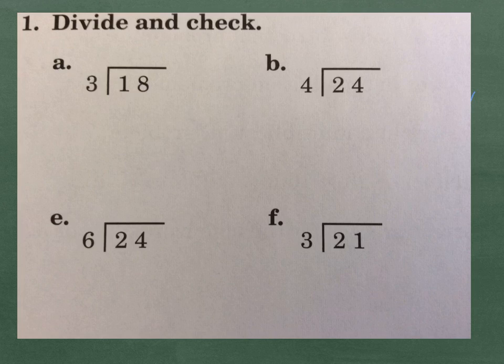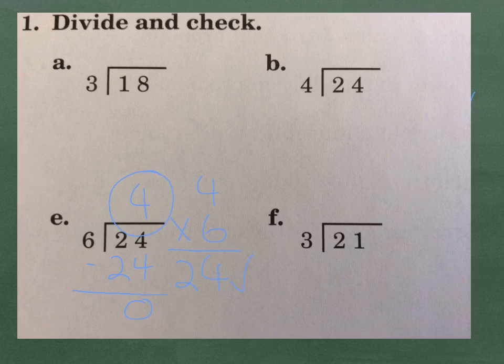I'm going to skip C and D and go to E right now. 6 goes into 24 4 times. 4 times 6 is 24. You're going to subtract, you get 0. To check it, multiply 4 times 6. That is 24. So it does check. You can circle your answer. That is correct.